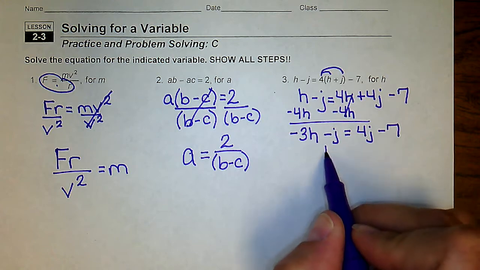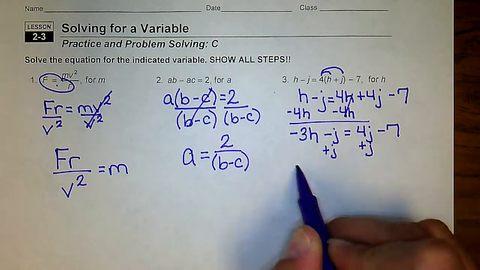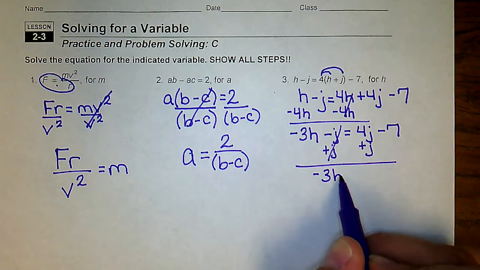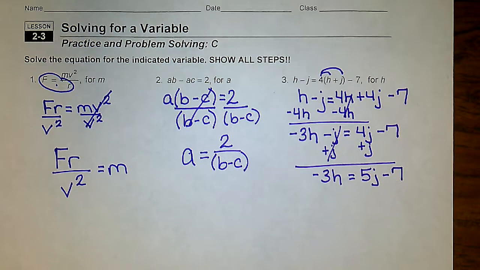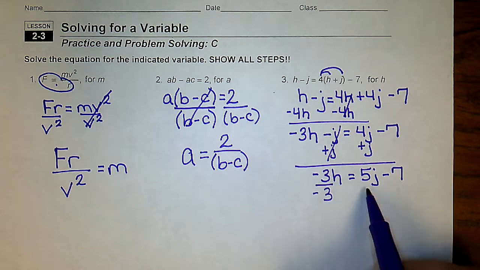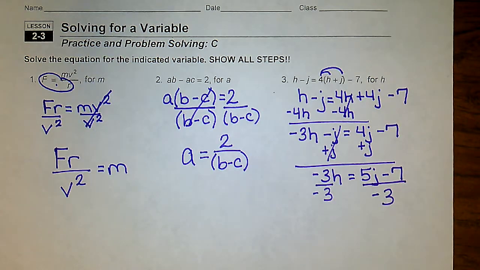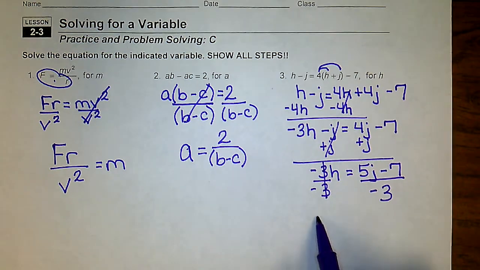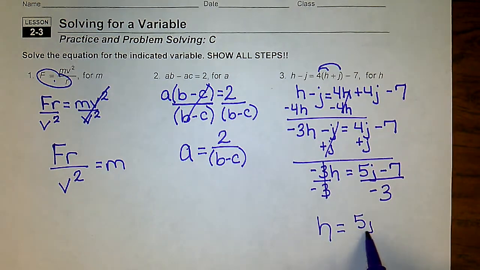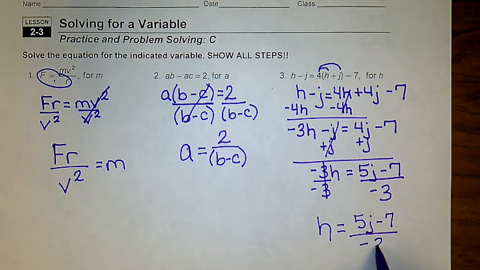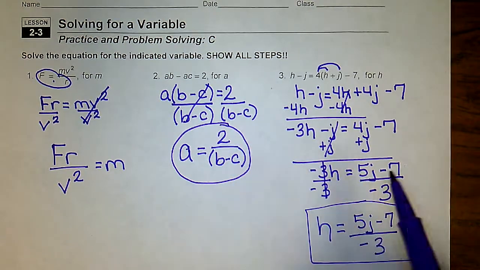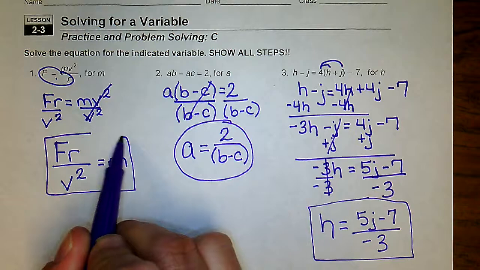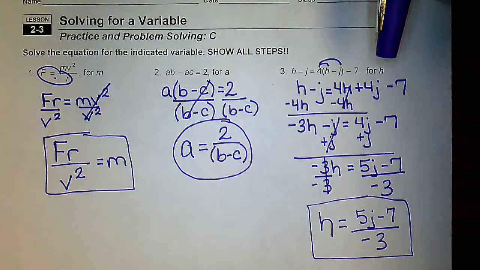So I just rewrote, and now I'm going to move this j with the other j. Okay, so using those inverse operations, flipping things around as if we had variables on both sides. Now to get the h by itself, I divide everything by -3. So h is 5j minus 7 divided by -3. Okay, so that works through the first three problems.